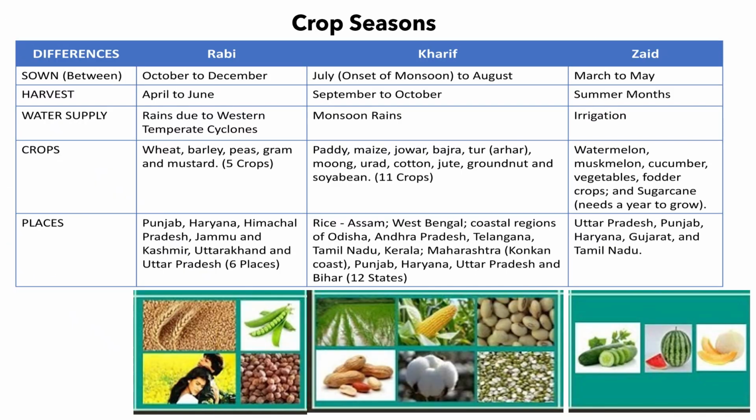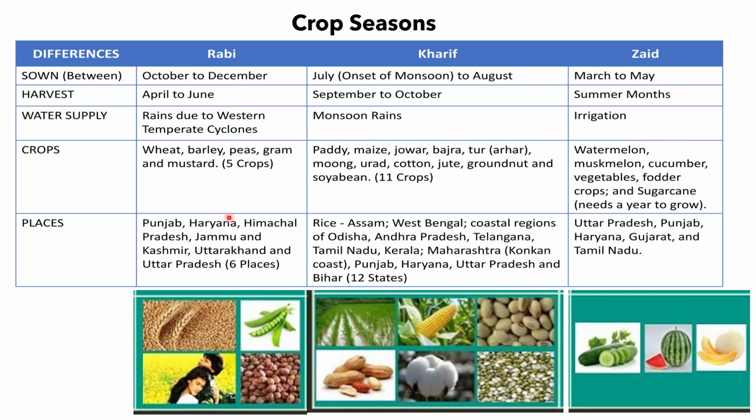Next one, crop seasons. In India, crops are classified into three major cropping seasons: Rabi, Kharif, Zaid. Sowing time is October to December for Rabi, June to August for Kharif, and March to May for Zaid. Harvesting months are April to June, September to October, and summer respectively. The water source for the Rabi season is winter rainfall, for Kharif it's monsoon rains, and for Zaid you have to irrigate the soil.